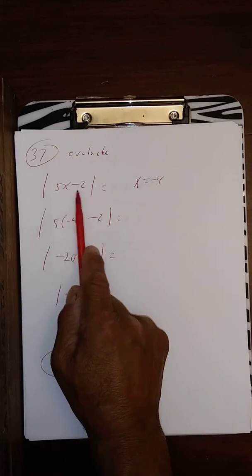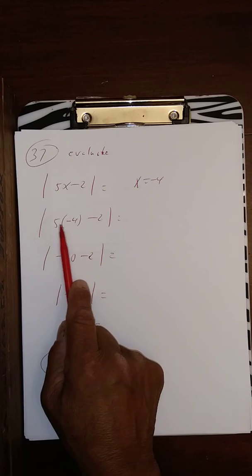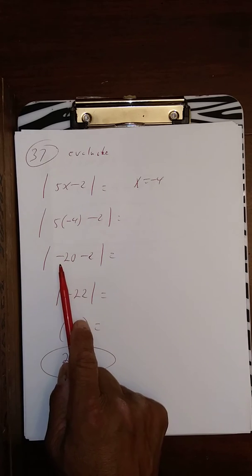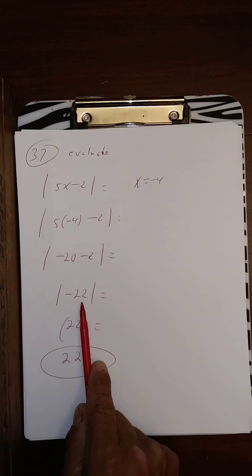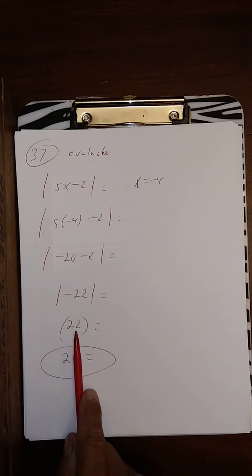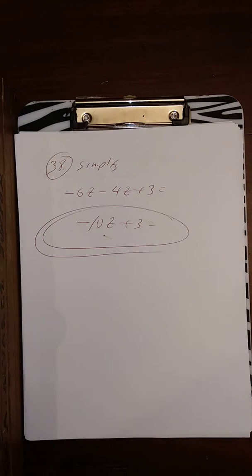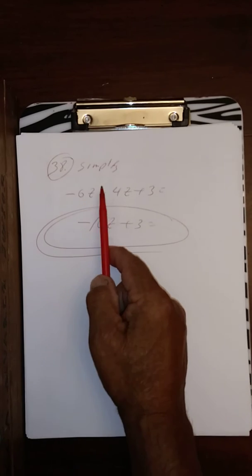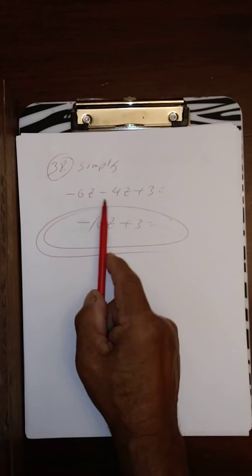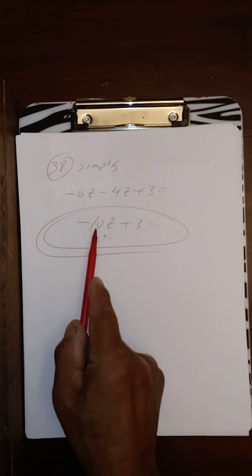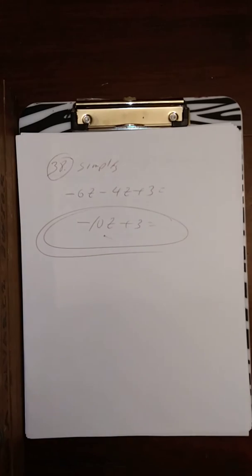Absolute value of 5x minus 2, put the negative 4 in there. 5 times negative 4, negative 20. Negative 20 and negative 2. Negative 22, absolute value of negative 22 is 22. We're done. Simplify. Negative z's and z's in number. So this one, this together is negative 10z, and the 3, bring it down.